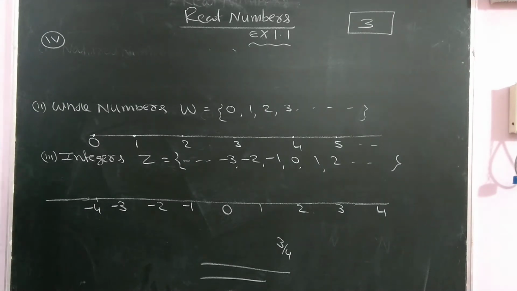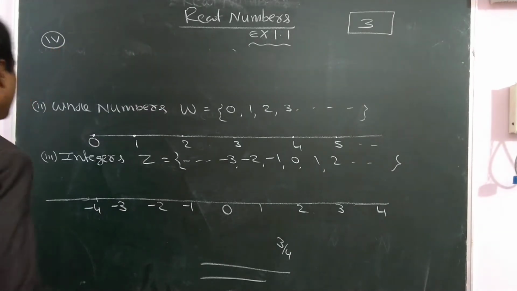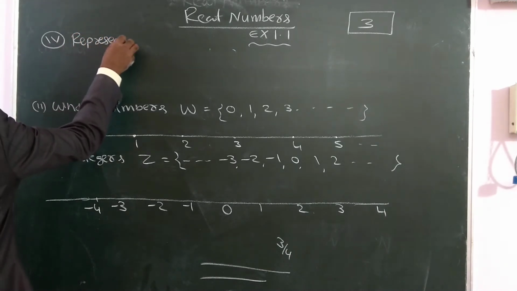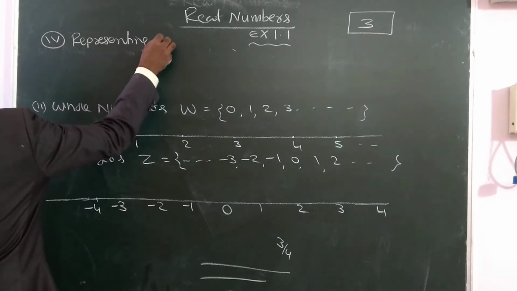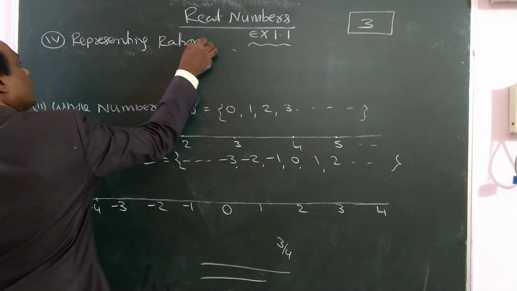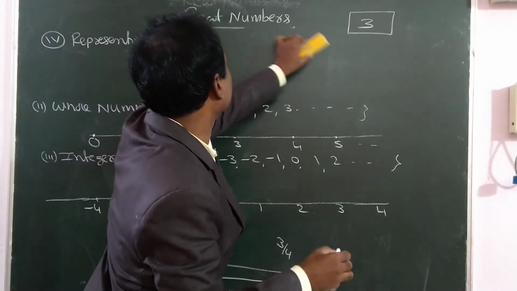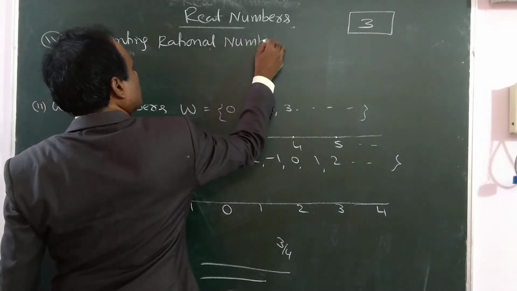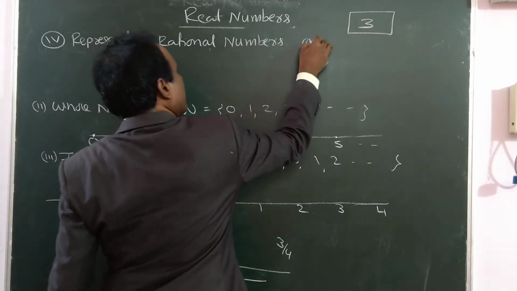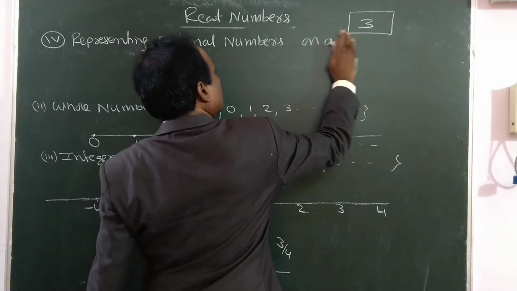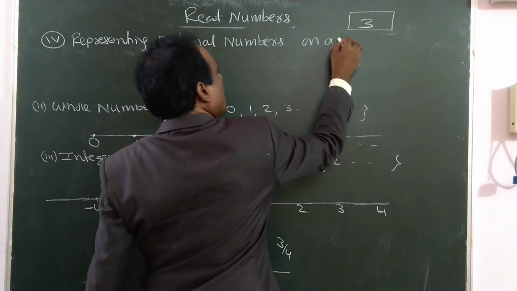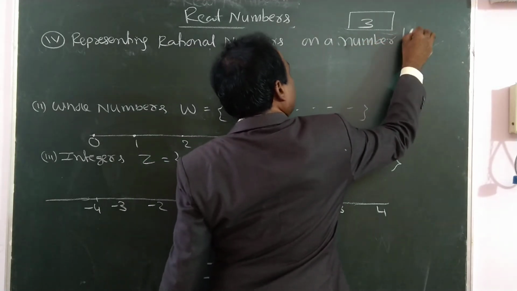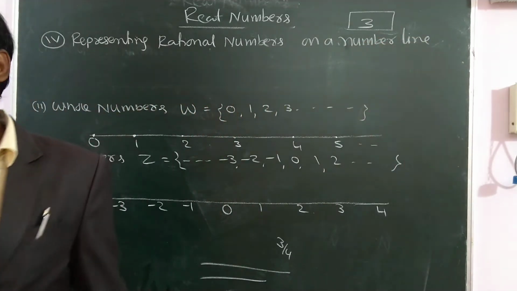Natural numbers are over, whole numbers are over, and integers are over. Now, representing rational numbers on a number line.